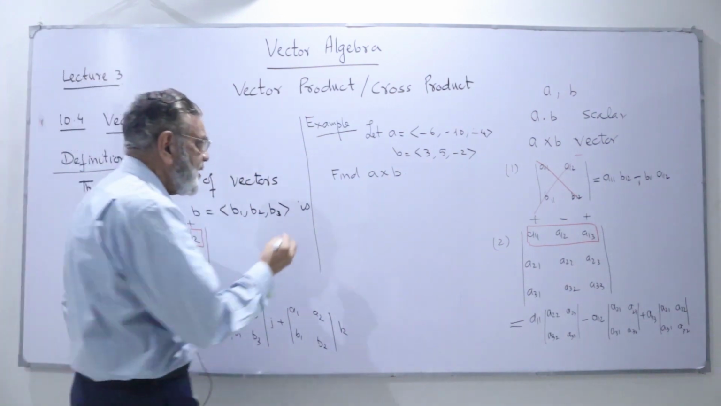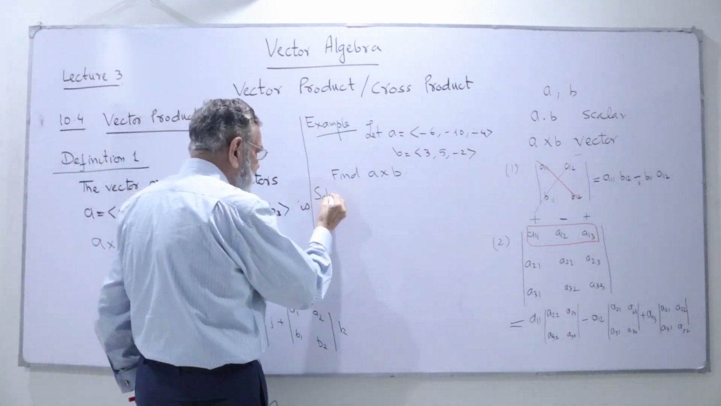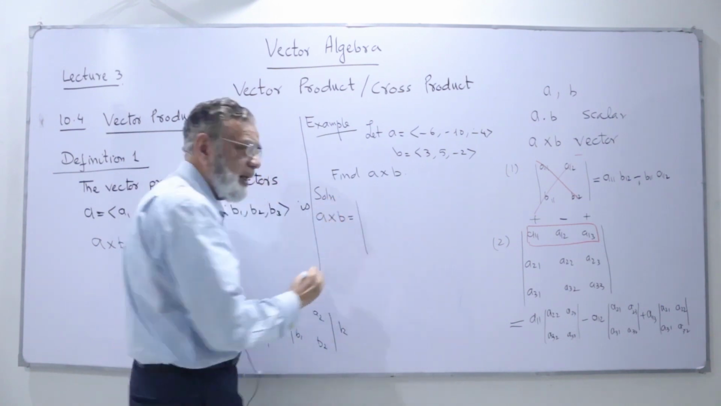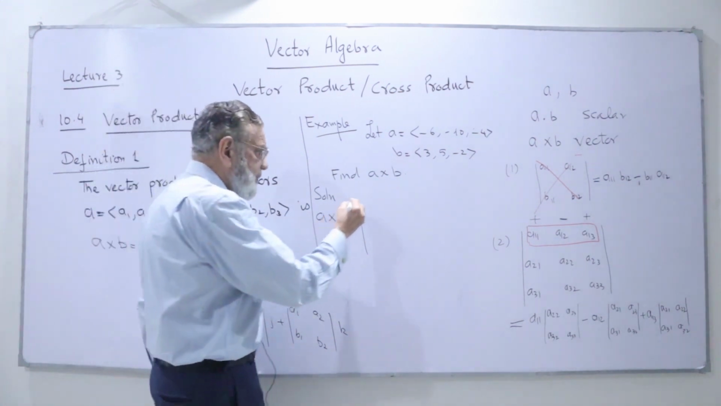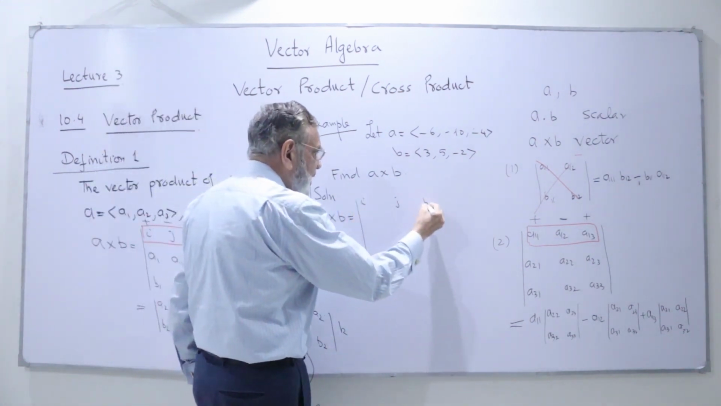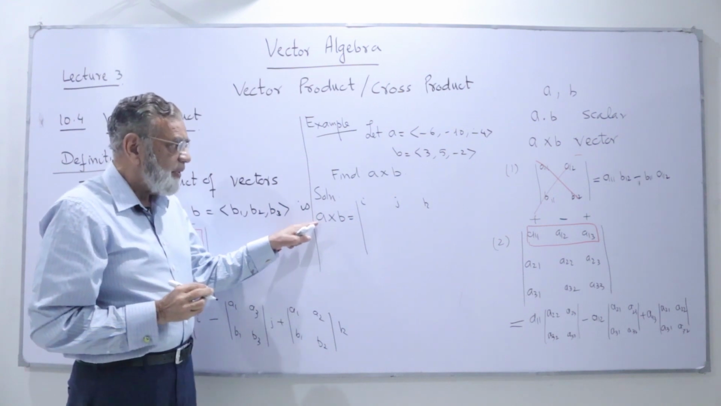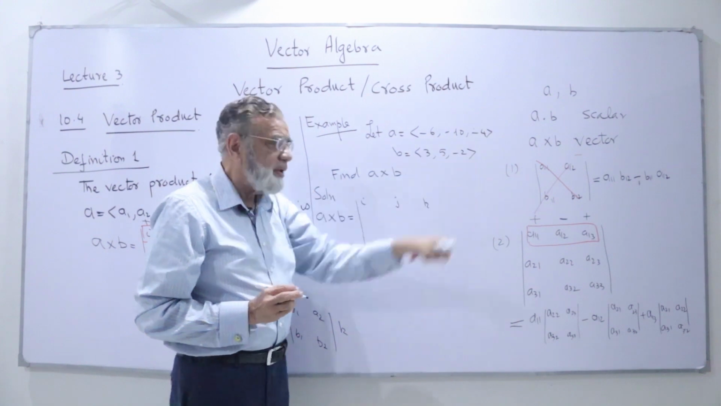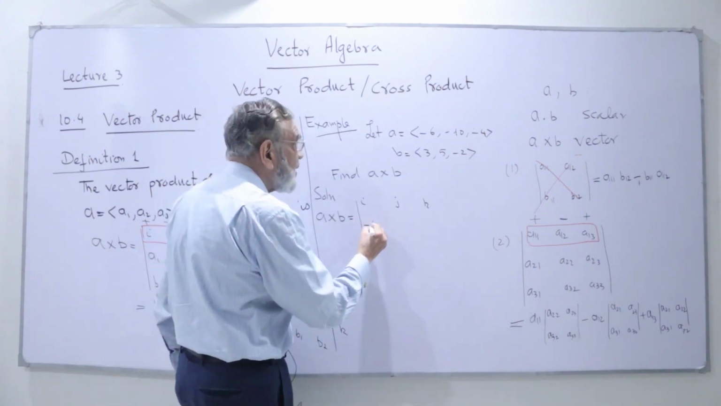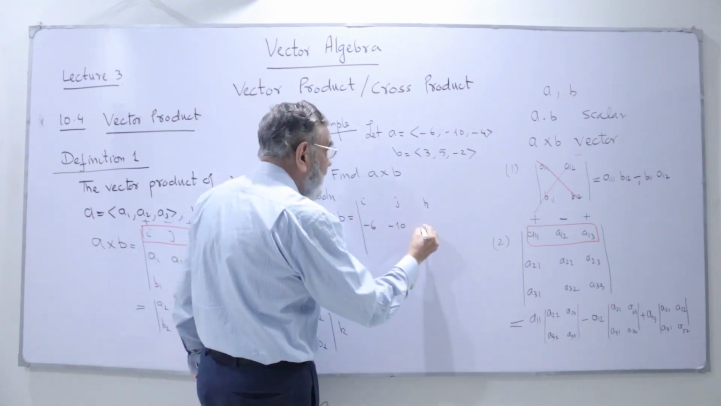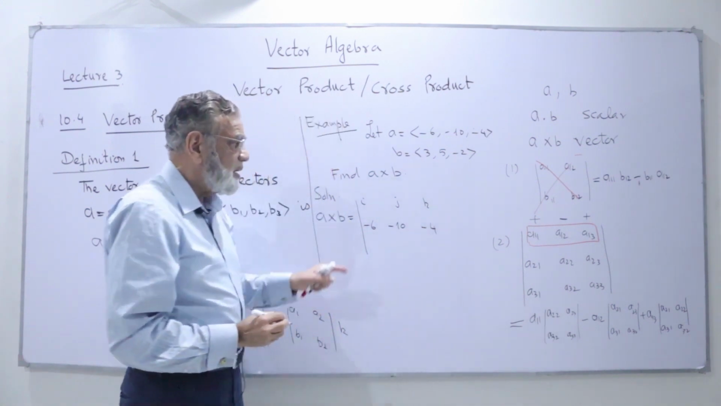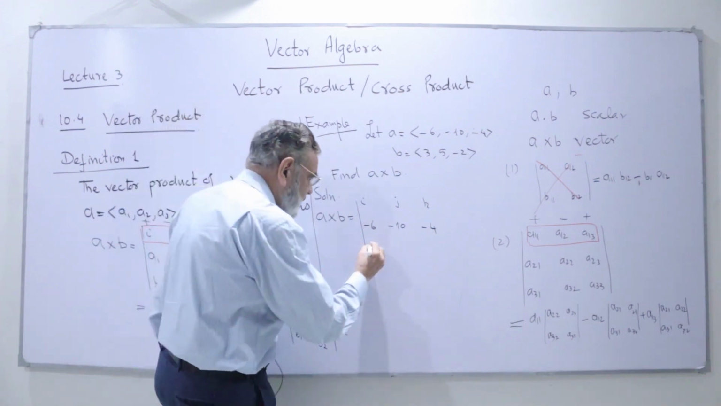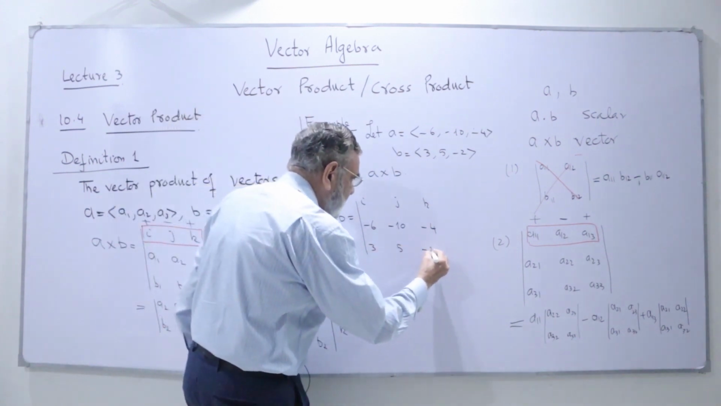So as we defined, for the solution we can write A cross B. Our A cross B is our determinant. In the determinant we write I, J, K. Then first comes A. The components of A are A1, A2, and A3, so we get -6, -10, and -4. With B, the components of B are 3, 5, and -2.